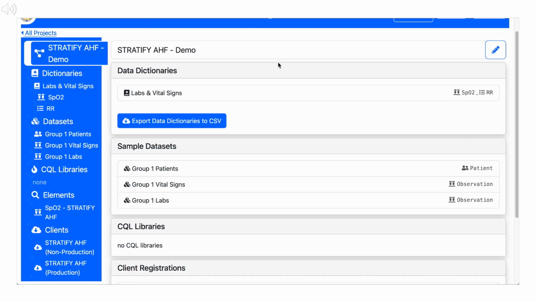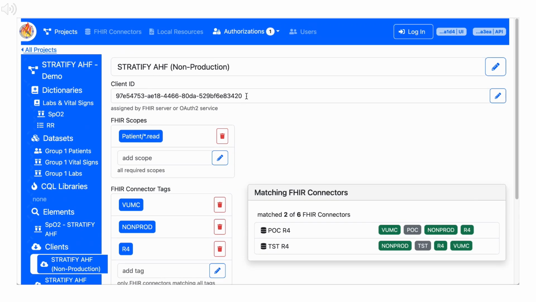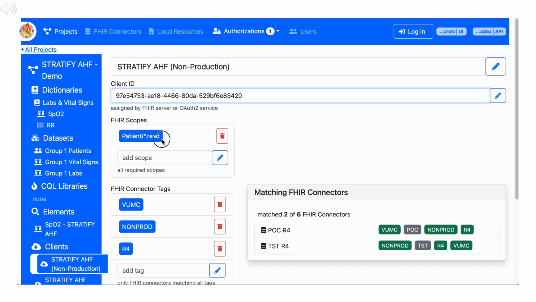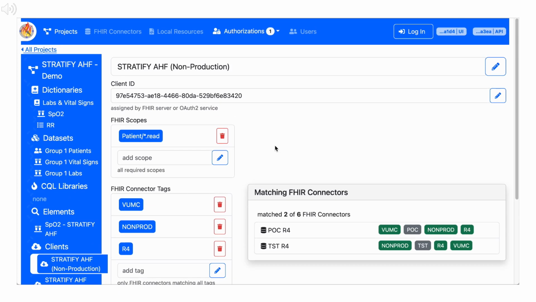CQL Platform maintains a persistent project space for each individual project, such as Stratify AHF. Each EHR integration requires registering the application with the target EHR system so it can manage and authorize access. CQL Platform provides a persistent client registration record to store this information and reuse it as FHIR queries are requested later.